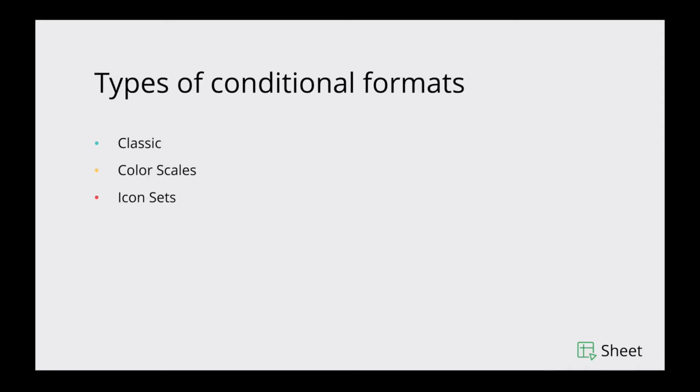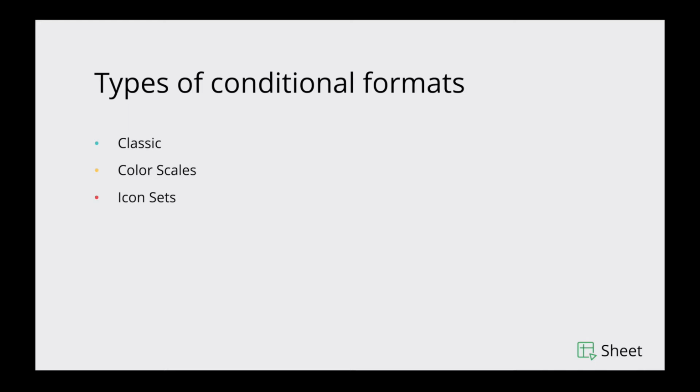So these are the three types of conditional formatting options that are available in Zoho Sheet. The first one is classic. In classic conditional formatting, the formats are applied on a cell or a range based on the given condition or rule. You can use classic conditional formatting for any data type such as text, number, or even a date.